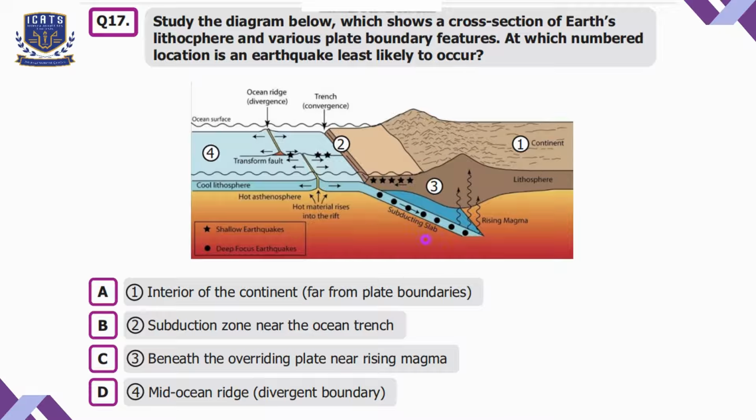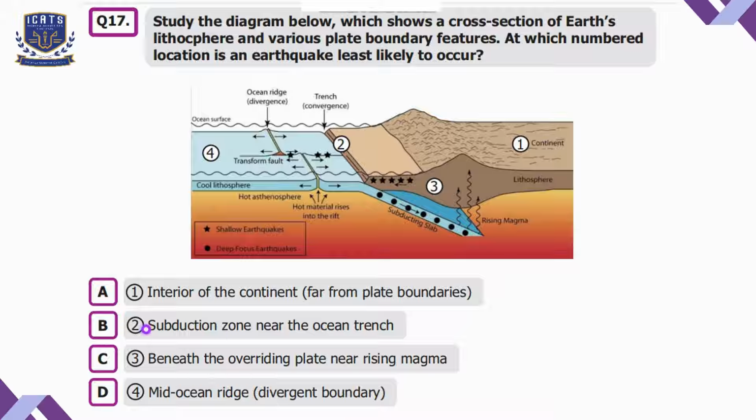So earthquakes usually happen along plate boundaries because that's where tectonic plates interact. They can slide past each other, collide, and pull apart. The diagram shows option A, location 1, which is the interior of the continent far from plate boundaries. So this location is the most stable and least likely to have earthquakes. That is our possible correct option, but let's check the other options as well.